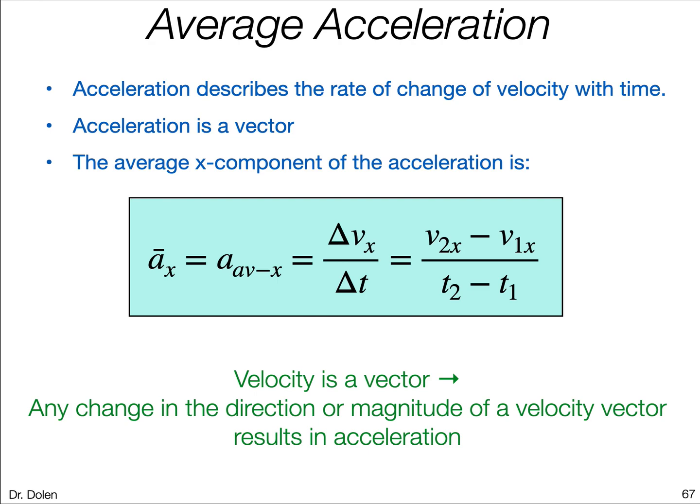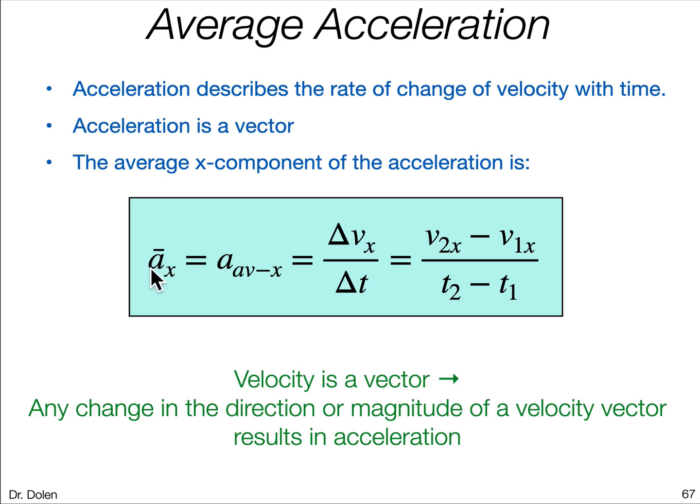Our conceptual understanding of acceleration is that acceleration describes the rate of change of velocity with time. So if we have velocity that is changing either in magnitude or direction, that means we have acceleration. Acceleration is a vector, just like velocity, and our definition of acceleration, in this case the x component of our average acceleration, is given by this equation.